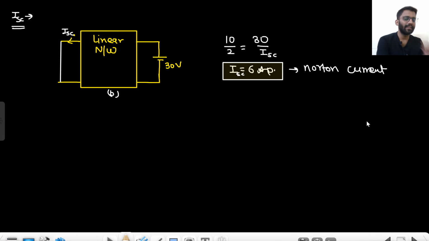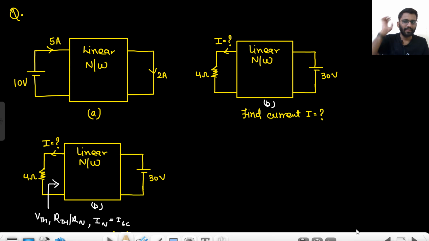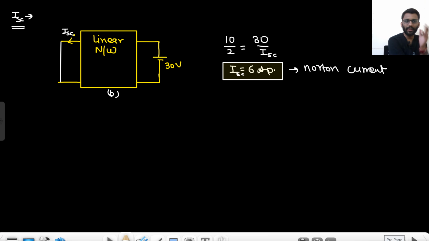Actually, Norton current is written as IN, but I have this habit of writing it as ISC, so just bear with it. If I had applied 10 volt here, I would get 2 ampere at the other node. If I apply 30, I would get 6 ampere here. So my ISC is 6 ampere.